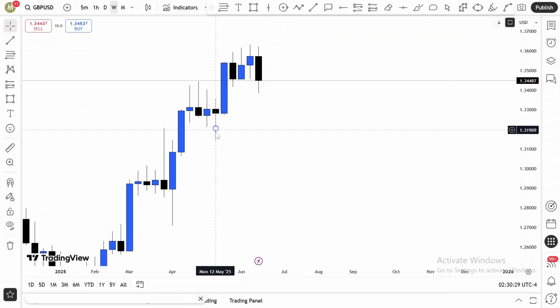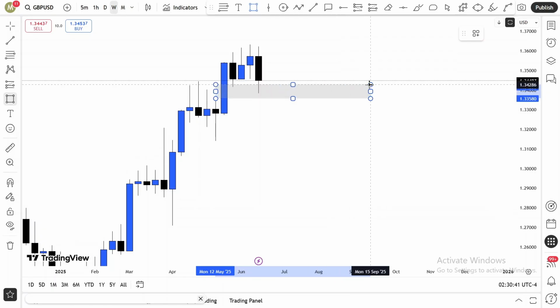Okay, so here, this was the first one we spotted, right? And now, can you see another fair value gap here, right? This is another one here. Now, let's draw it out from the first leg to the second one here, to the last one here. We map this out.